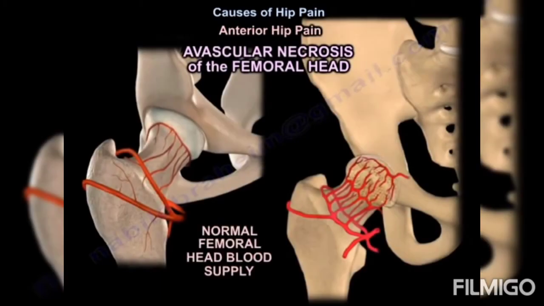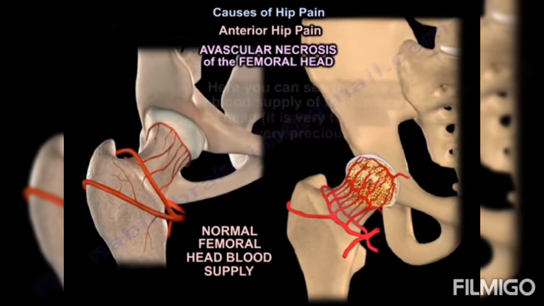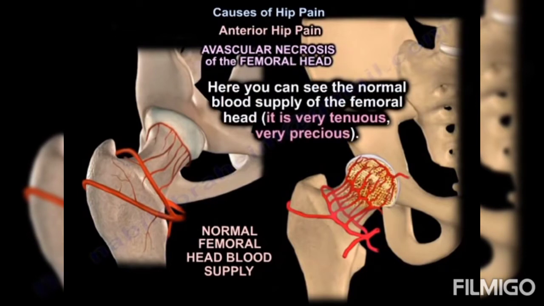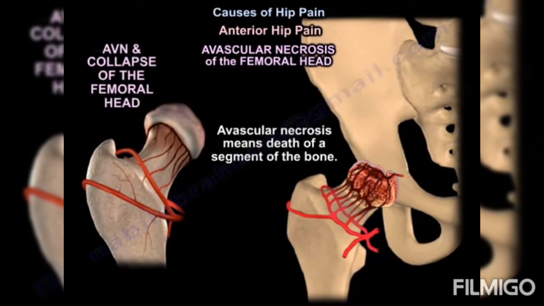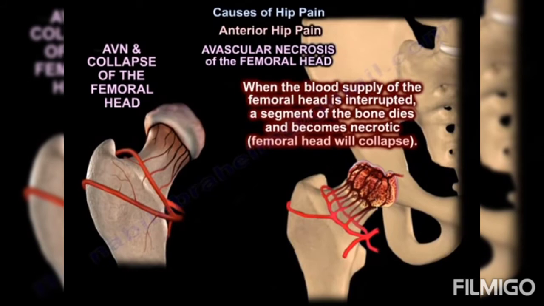Another entity that causes anterior hip pain is avascular necrosis of the femoral head. Here you can see the normal blood supply of the femoral head is very tenuous, very precious. Avascular necrosis means death of a segment of the bone. When the blood supply of the femoral head is interrupted, a segment of the bone dies and becomes necrotic, and the femoral head will collapse.